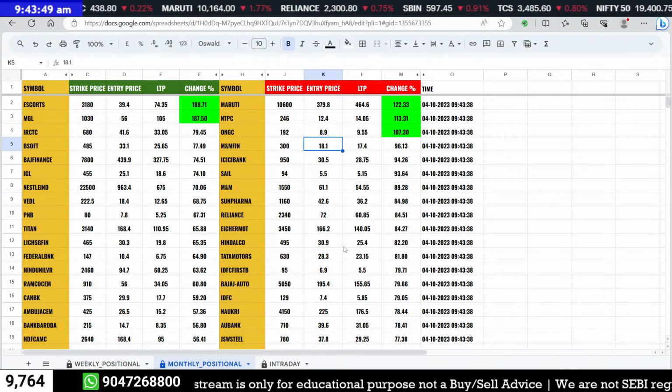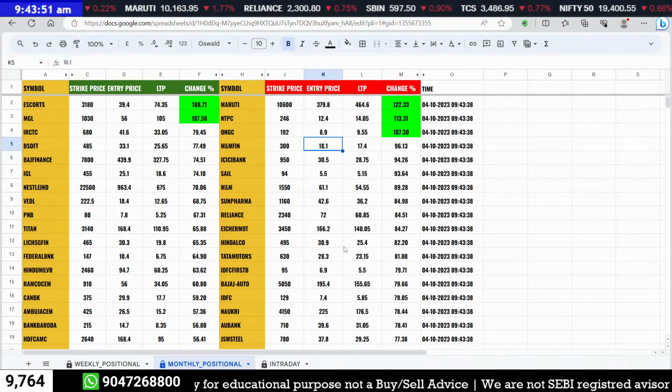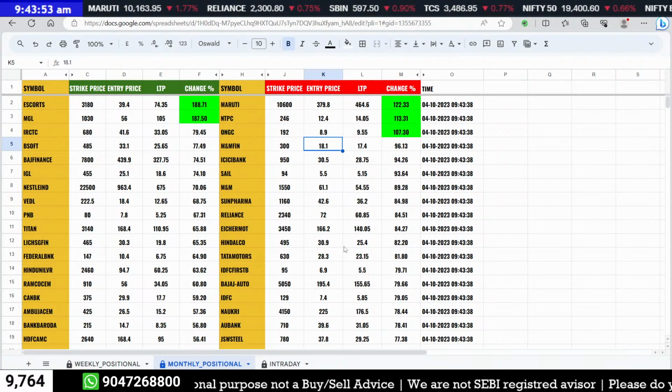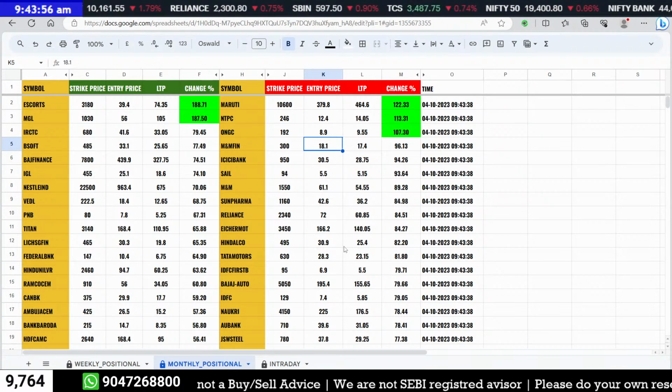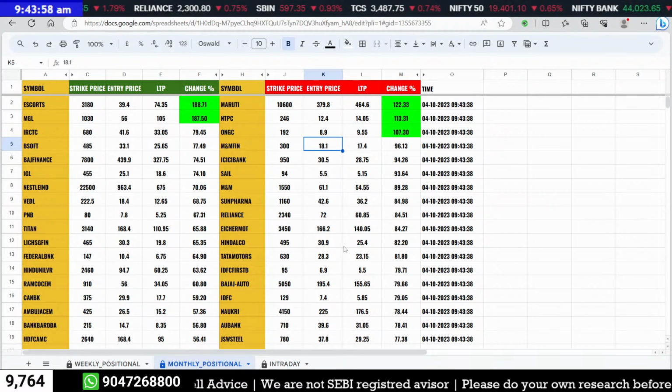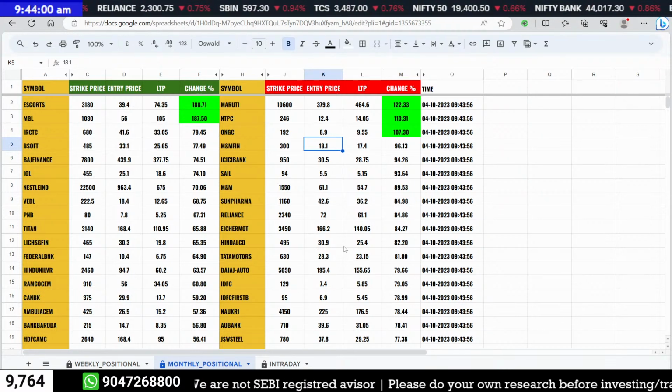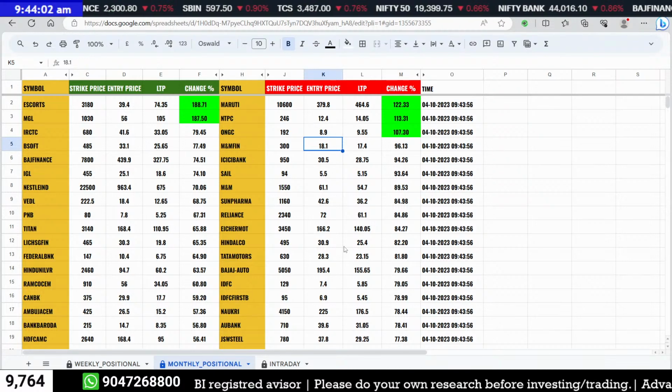NTPC also has not given you the opportunity, but ONGC triggered yesterday, and now it is 9.5. That's good, 7%. We are waiting and looking for an opportunity. And M&M Finance triggered today and it is trading lower.